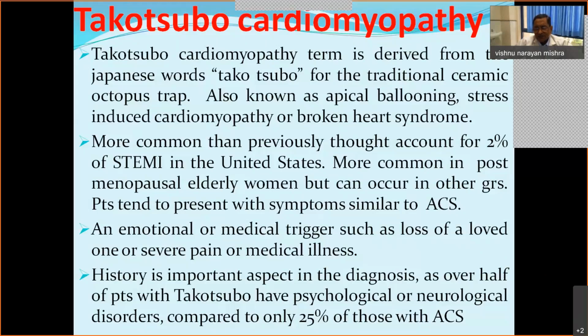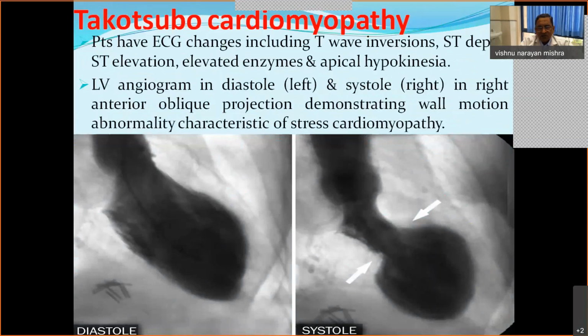Patients tend to present with symptoms which are similar to acute coronary syndromes. An emotional or medical trigger, such as loss of a loved one or severe pain or medical illness, is usually what we see as a preceding history. History is an important aspect in the diagnosing of Takotsubo syndrome, as over half of the patients with Takotsubo have psychological or neurological disorders compared to only 25% of those with acute coronary syndrome. Because even in ACS, the precipitating factor may be a stress or sudden loss of near and dear.